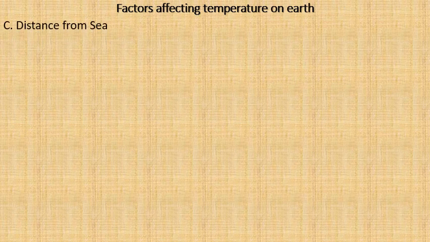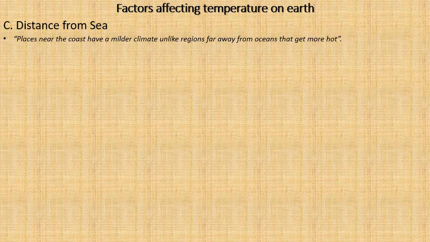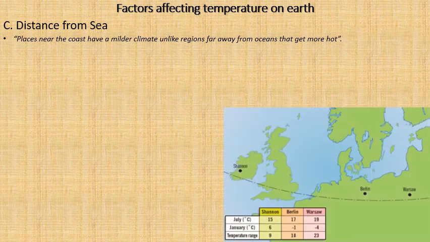Distance from the sea. Places which are near the coast have a milder climate, unlike regions far away from the coast or from oceans, which become more hot. So here is a picture of Europe. What you see on the right, where it's written Shannon, is a small part in Great Britain or UK. And then you can see places like Berlin, which is in Germany, and Warsaw, which is in Poland. So all these European places you can see.